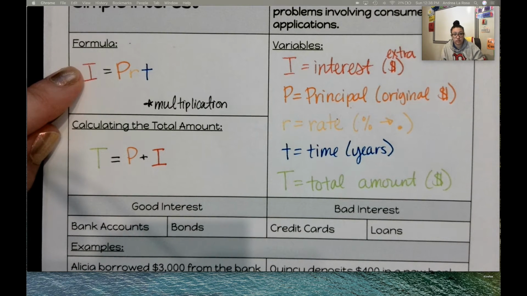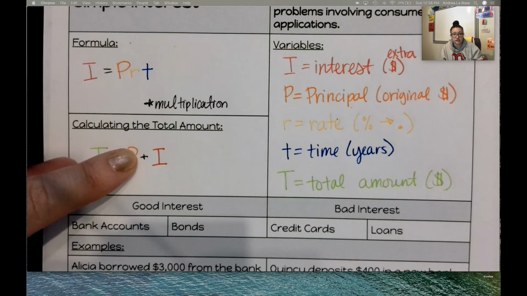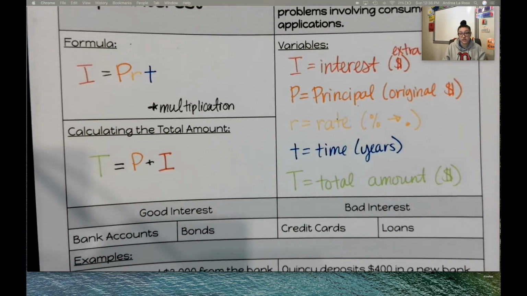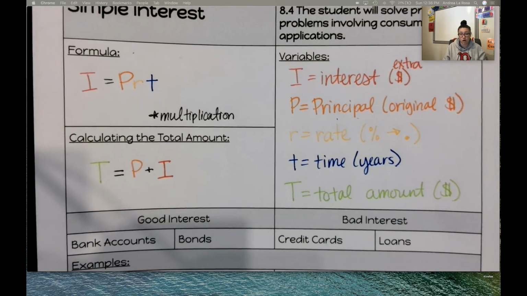So this first formula, just multiplying. The second one, I'm adding those two together. We've got 2 examples, and then we'll keep getting into our extra practice for the day.